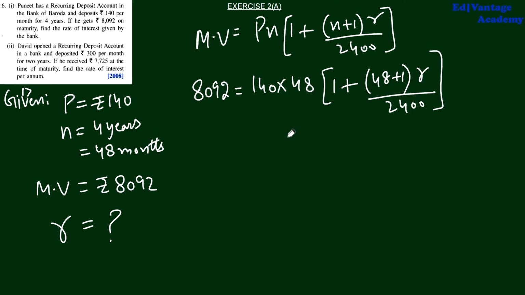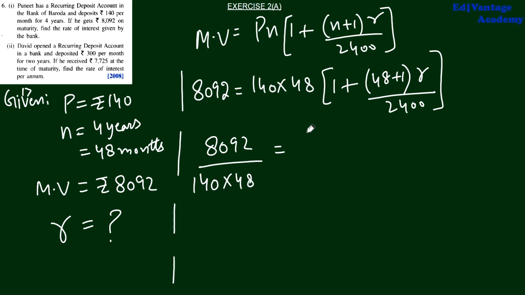Now here I can multiply it, but I have told you that we can wait, or I can take it in the beginning only. I can take it down. Since they are in multiplication with everything, they will come this side and become division. So here it becomes 1 plus 49r by 2400.